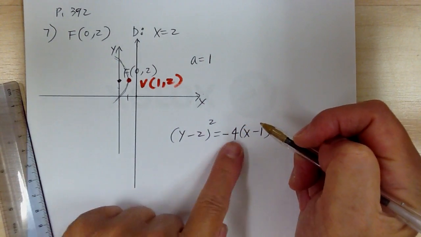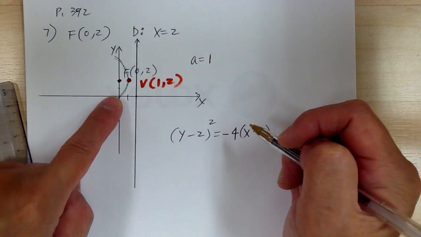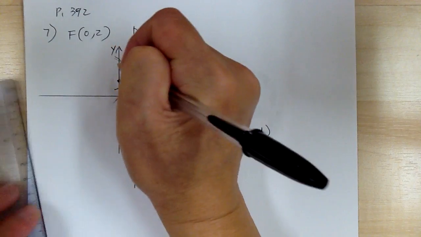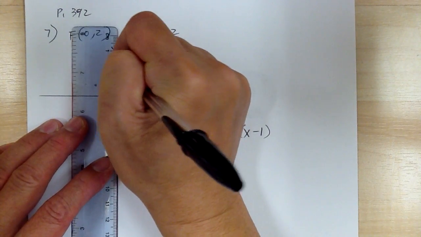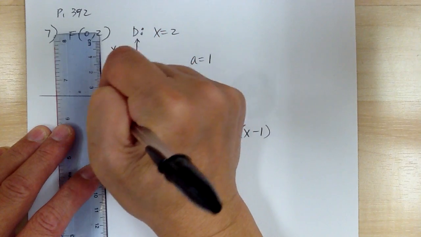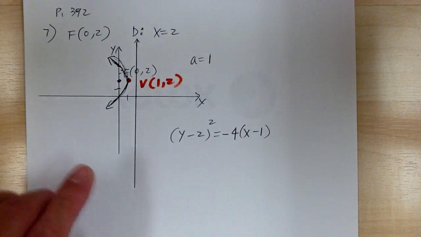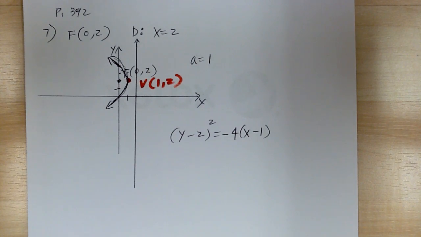And this is also the opening. So since this is 4, the opening would be 4. So it would be 2 up and 2 down. If you want to be exact, it's going to be right up here. So the graph is going to go like this. It's very important you sketch out. It helps you to visualize.